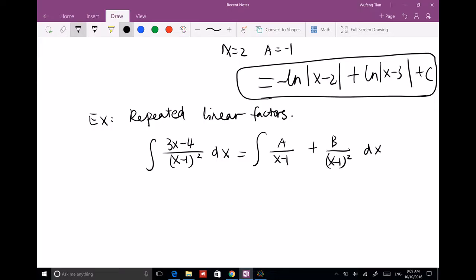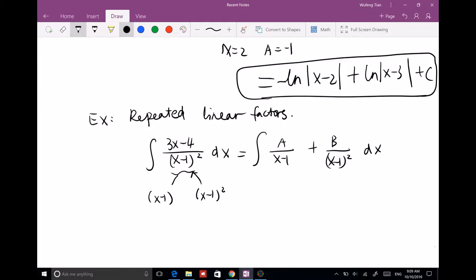Very good. Thank you, Lacey. It's perfect. It would be A over x minus 1 plus B over (x minus 1) squared, because this factor is repeated. This factor is repeated twice, so all the possible factors of this one: x minus 1 is one of the factors, and (x minus 1) squared is another factor as well. So it has two possible factors.